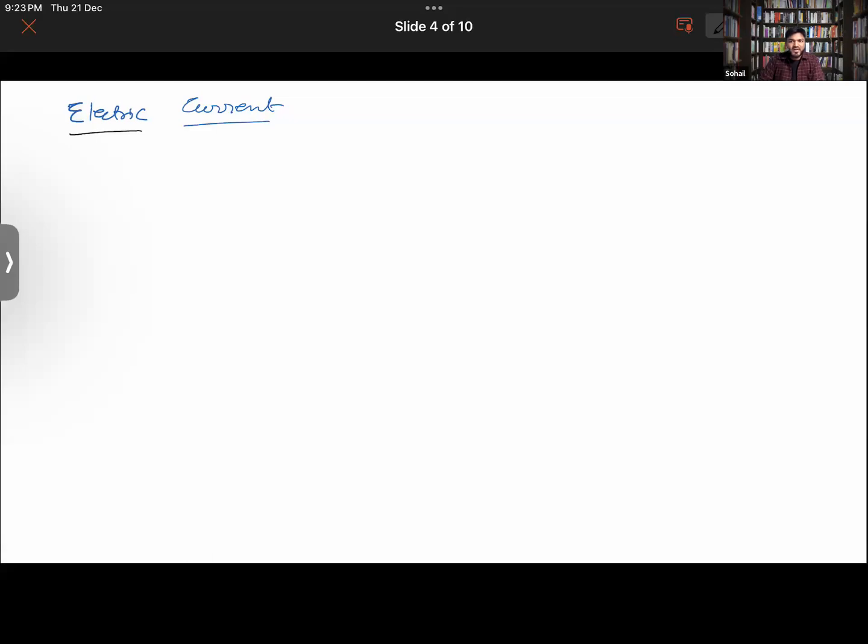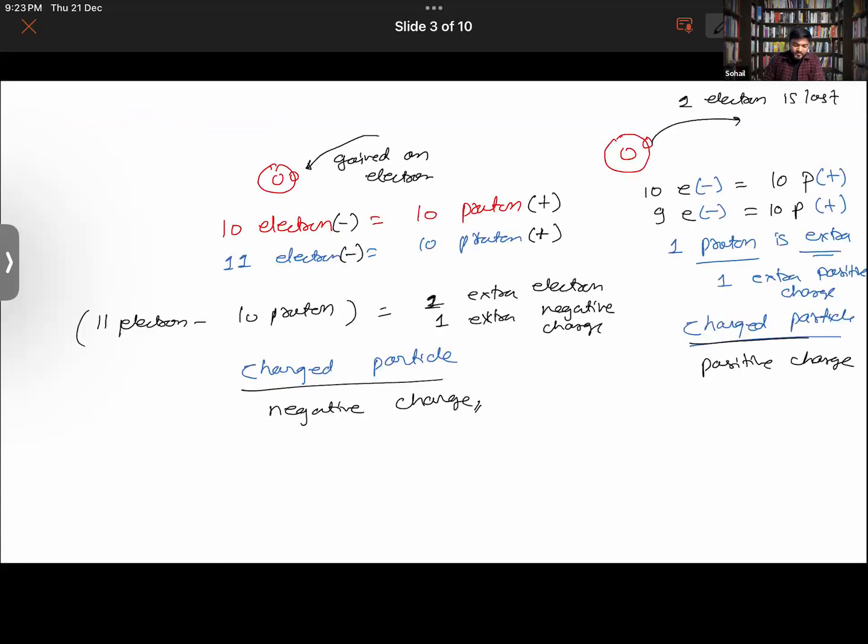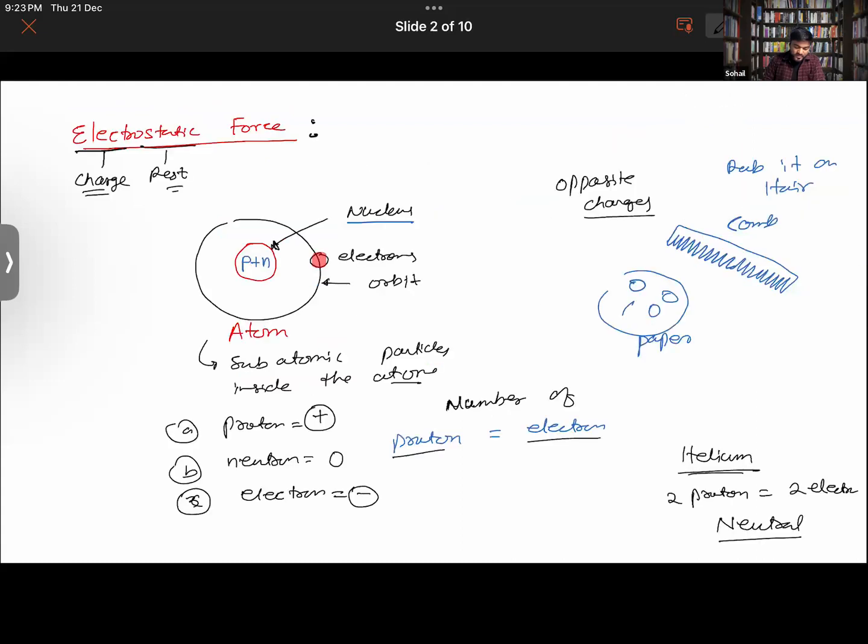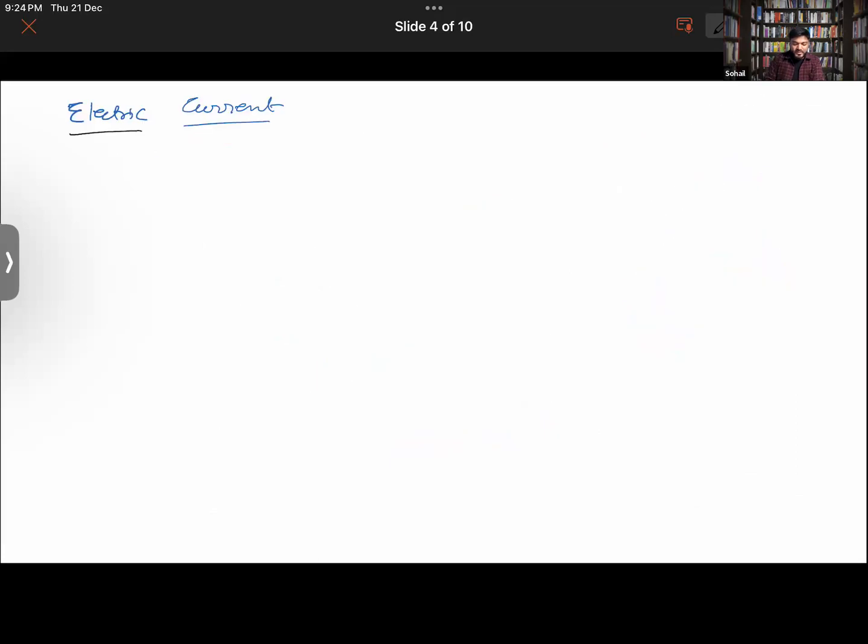Getting this thing, how we are relating the concepts. And again, you guys know that in an atom, protons and neutrons are fixed in the center. They can't move. But electrons can move. So in an electric current, the electrons are moving. It is due to the flow of electrons that electric current is generated. Hope you guys are able to grasp this.